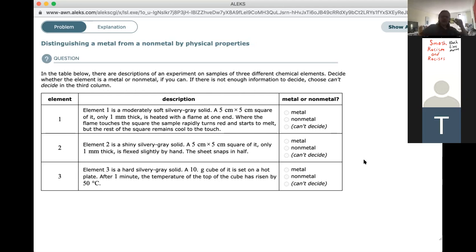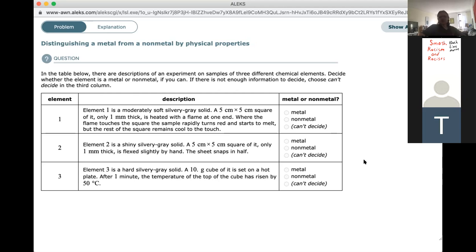So let's see. Element 1 is a moderately soft, silvery gray solid. A 5 centimeter by 5 centimeter square of it is only 1 millimeter thick. It's heated with a flame at one end. Where the flame touches the square, the sample rapidly turns red and starts to melt, but the rest of the square remains cool to the touch. Okay, now that's interesting. That's a little tricky.